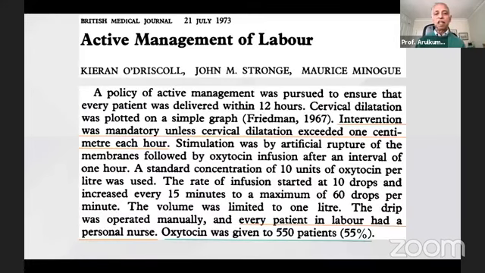But on the Western side, they went to the other extreme. They said if it is slower than 1 centimeter per hour, that's the maximum slow, if you remember, according to Friedman, if it is slower than that, they should have oxytocin. So as a result, Kieran O'Driscoll produced the active management of labor strategy, and 55% of nulliparae had oxytocin. So that was far in excess, and that came as a standard. And their partograph lasts only for 12 hours.